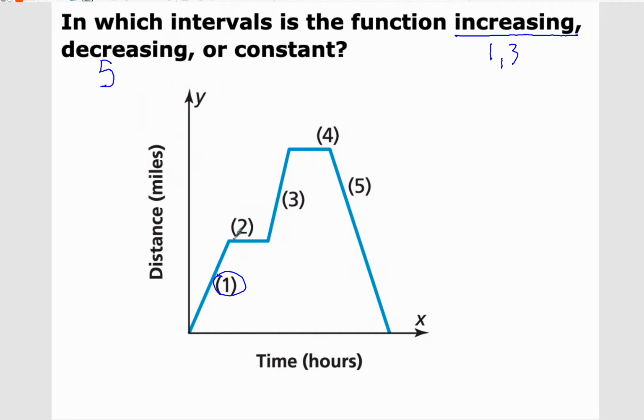And where's the graph constant? Well, there's no change in distance. There's no change in distance in intervals 2 and 4. Okay? So increasing 1 and 3, decreasing 5, constant 2 and 4. It's that simple. I don't know how else to make it any easier.